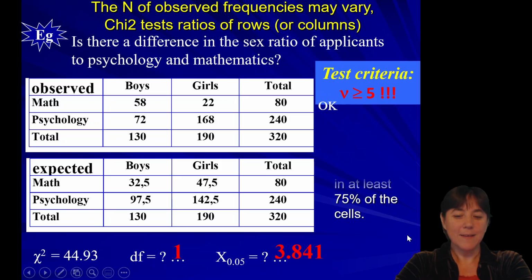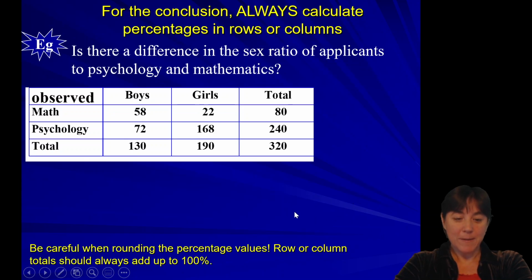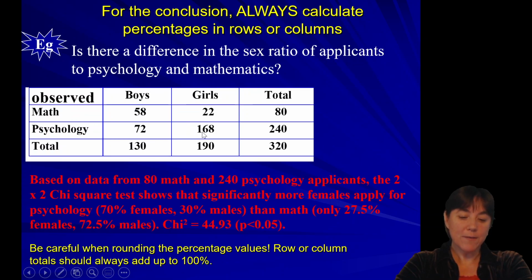Hopefully you said that, based on the comparison of expected and raw frequencies, using data from 80 math and 240 psychology applicants, the 2x2 chi-square test shows that there are significantly more females applying for psychology, not surprisingly, than to math. Okay, the chi-square test was significant.